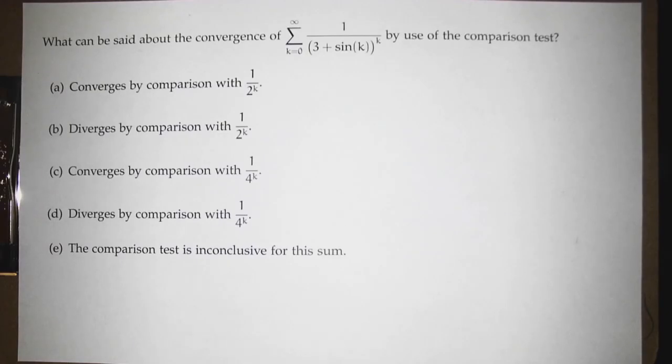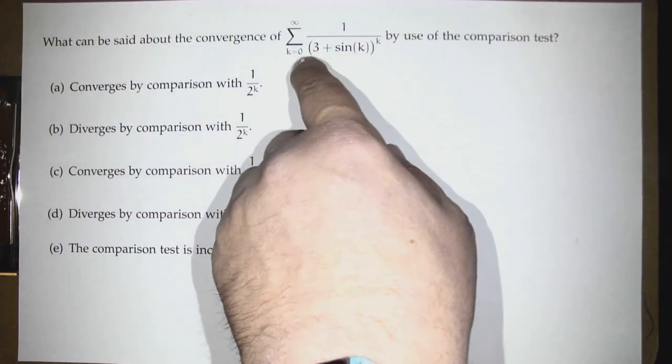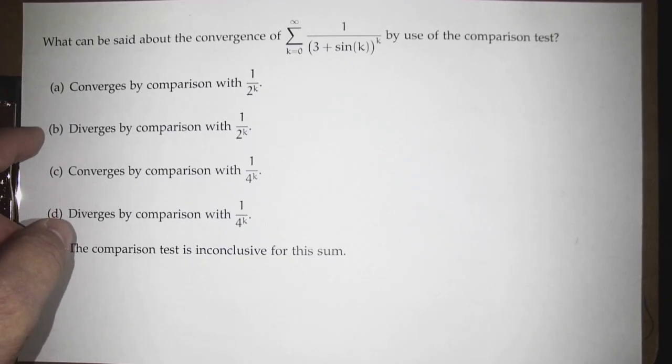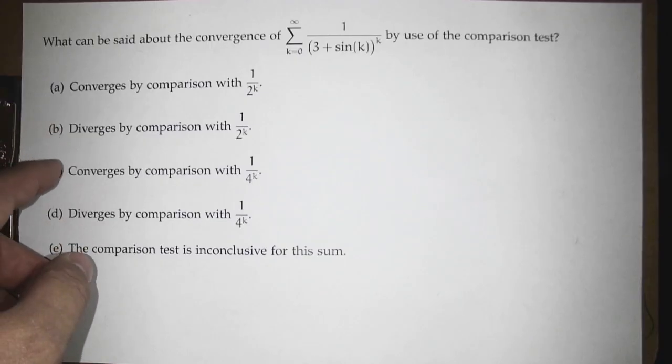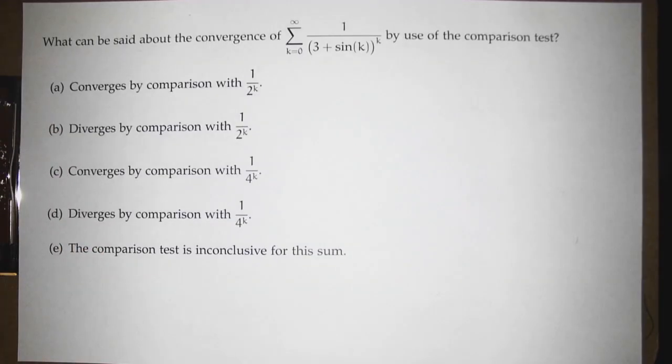What can be said about the convergence of the following sum? The sum from k = 0 to infinity of (1 over 3 plus sine of k) to the power k, by use of the comparison test. There's converges by comparison with 1 over 2 to the k, diverges by comparison with 1 over 2 to the k, converges by comparison with 1 over 4 to the k, diverges by comparison with 1 over 4 to the k, and, of course, an option that the comparison test is inconclusive for this sum.